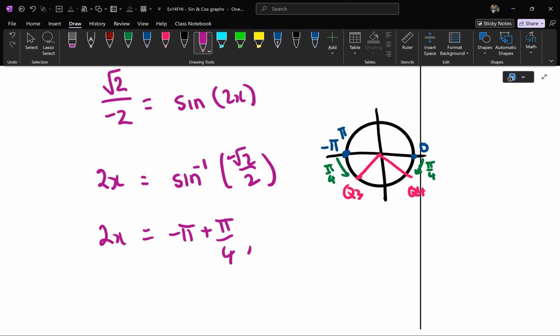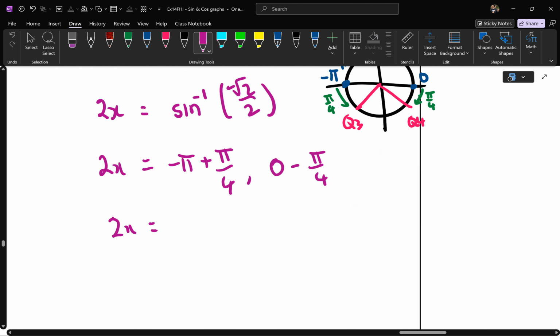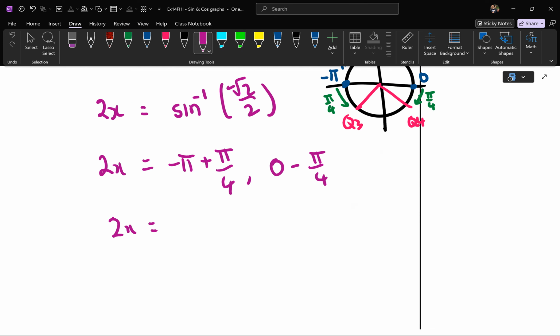What's the next one? How do you write the next one? If I rotate to get here, I'm short of 0. So you're right, 0. Beautiful. 0 minus pi on 4. So let's simplify that. 2x is equal to, shortcut is 4 times negative pi and then plus pi, negative 3 pi on 4, and negative pi on 4.